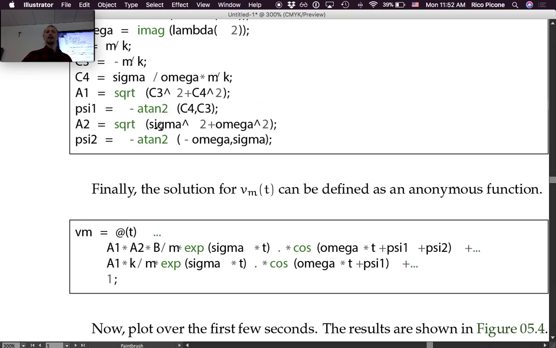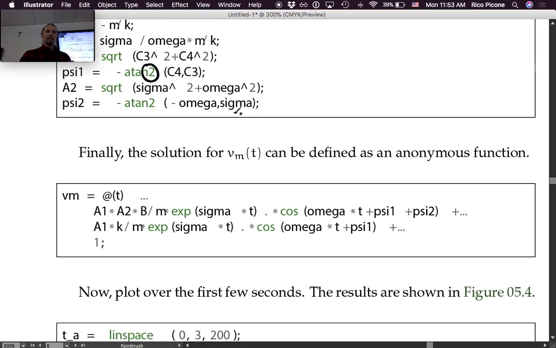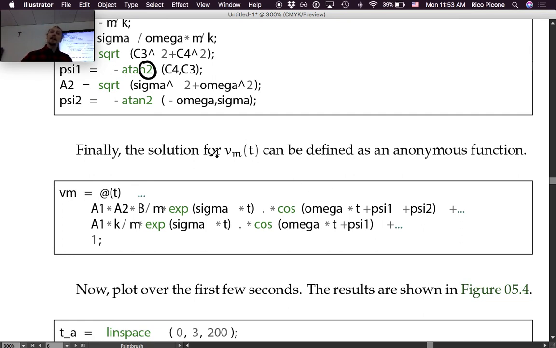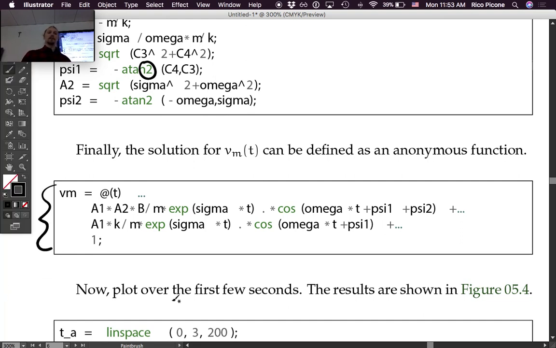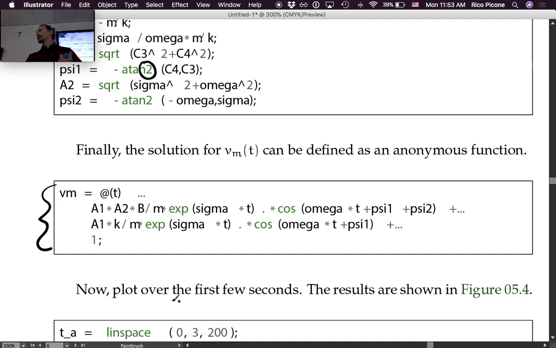Every programming language has its own ATAN2, and it often has a 2 on it, and it's a 2-argument function. So you give it the numerator and then the denominator in MATLAB. In Mathematica, it's exactly the opposite. It's the denominator and the numerator, because nothing makes sense and we're all going to die. Okay, so finally the solution for Vm of t can be defined as an anonymous function. So now we've got our solution. I just literally typed in the solution that I had.